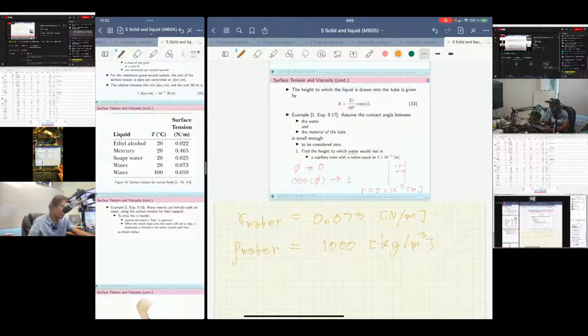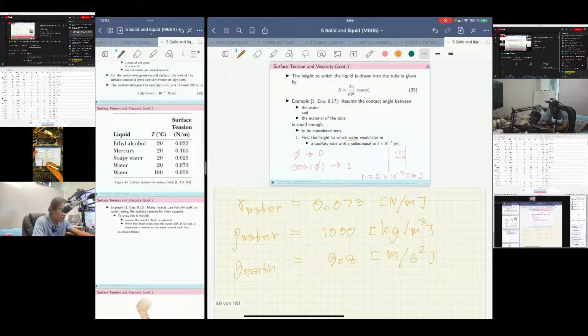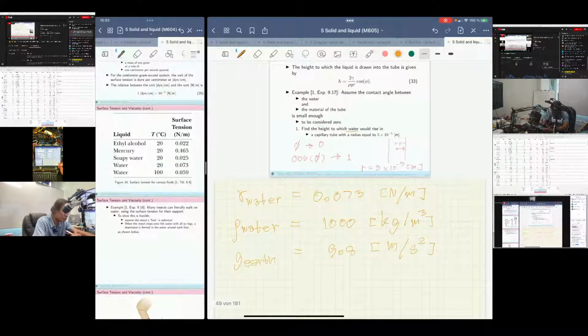And what else? Gravitational acceleration on Earth. Okay, g on Earth is 9.8, or you may also use 10, right? Meter per second square, right? The acceleration unit. What else? The radius is already there, right? Which is 5 times 10 to the negative 5 meter. So now it's time to substitute everything.